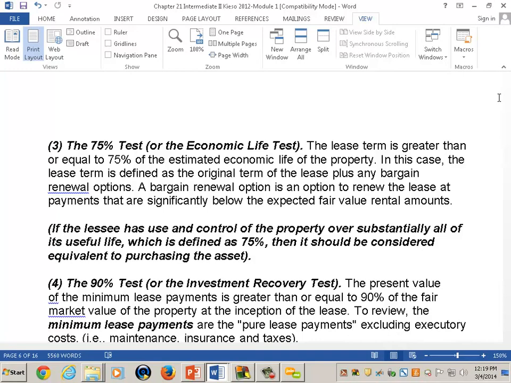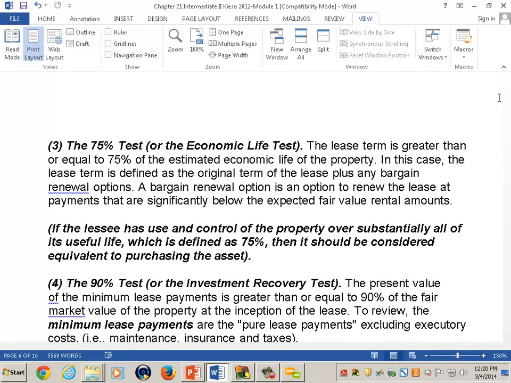Now, how do you avoid that? Could fudge the life of the asset, right? I mean, there's some judgment in there. And plus, you could just make sure you don't have a bargain renewal, or you make the lease term short enough. Now, the argument, of course, is, or the rule has to be supported by theory.